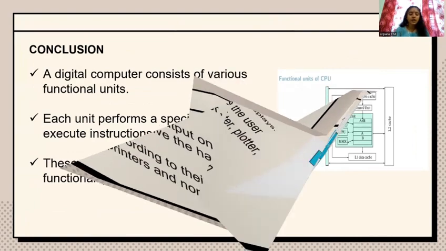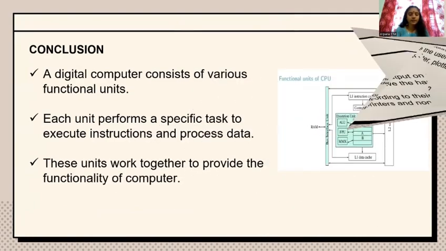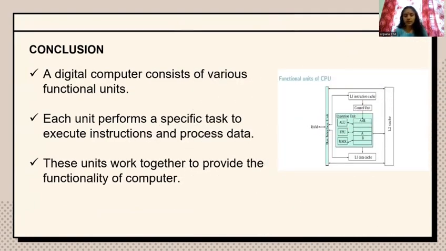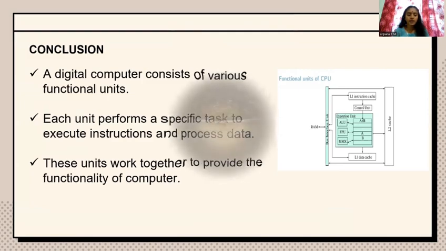Now the conclusion. A digital computer consists of various functional units, as we already know, and each unit performs a specific task in order to execute instructions and process data, and they work together in order to provide a functional computer.